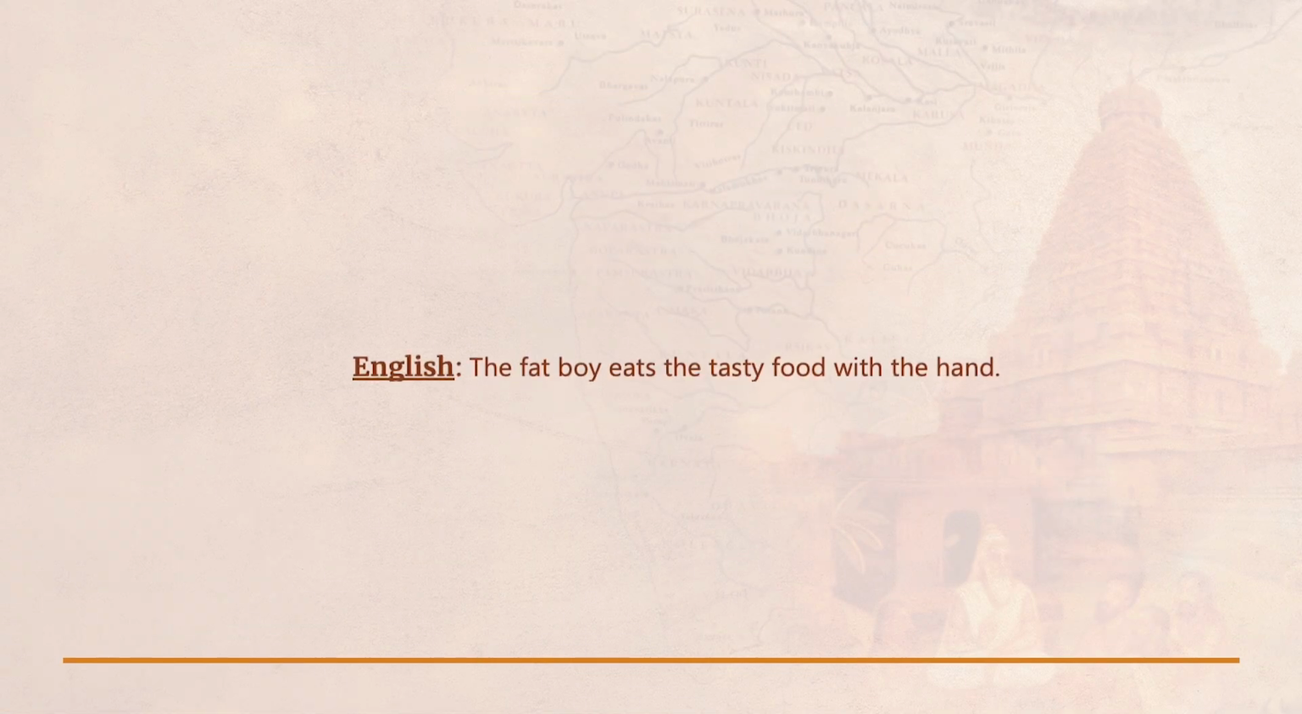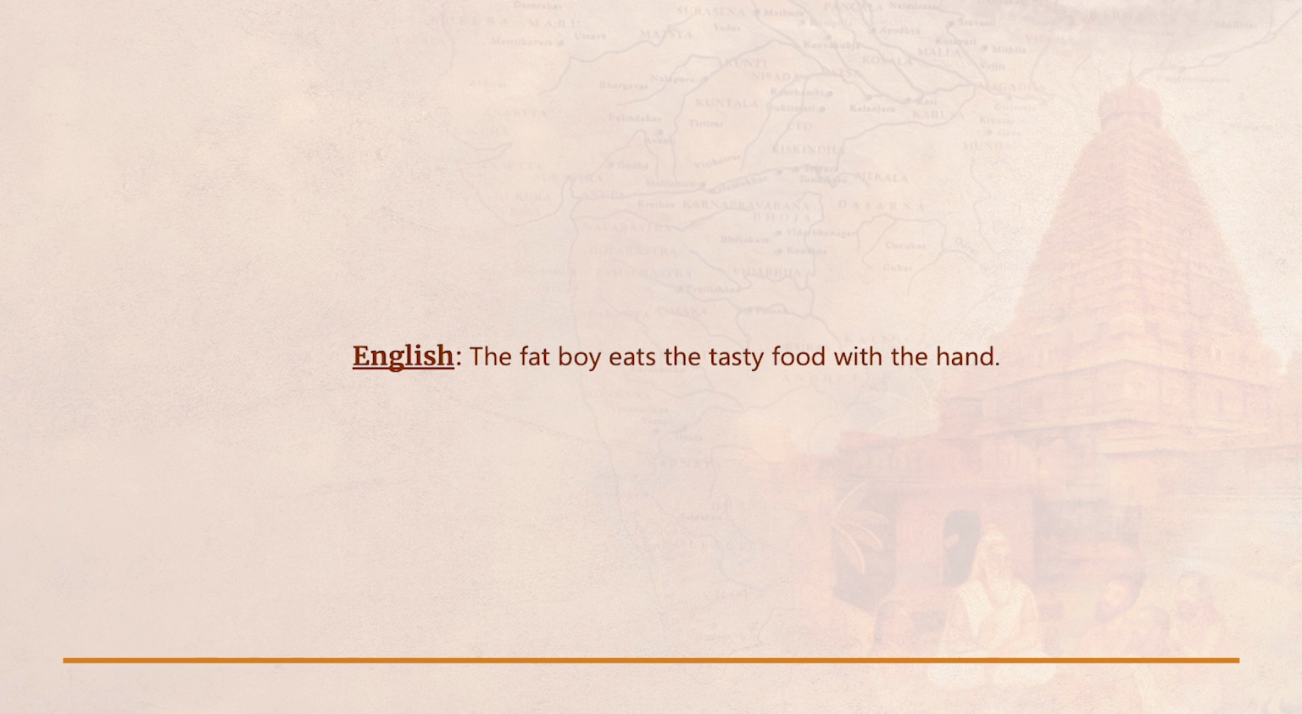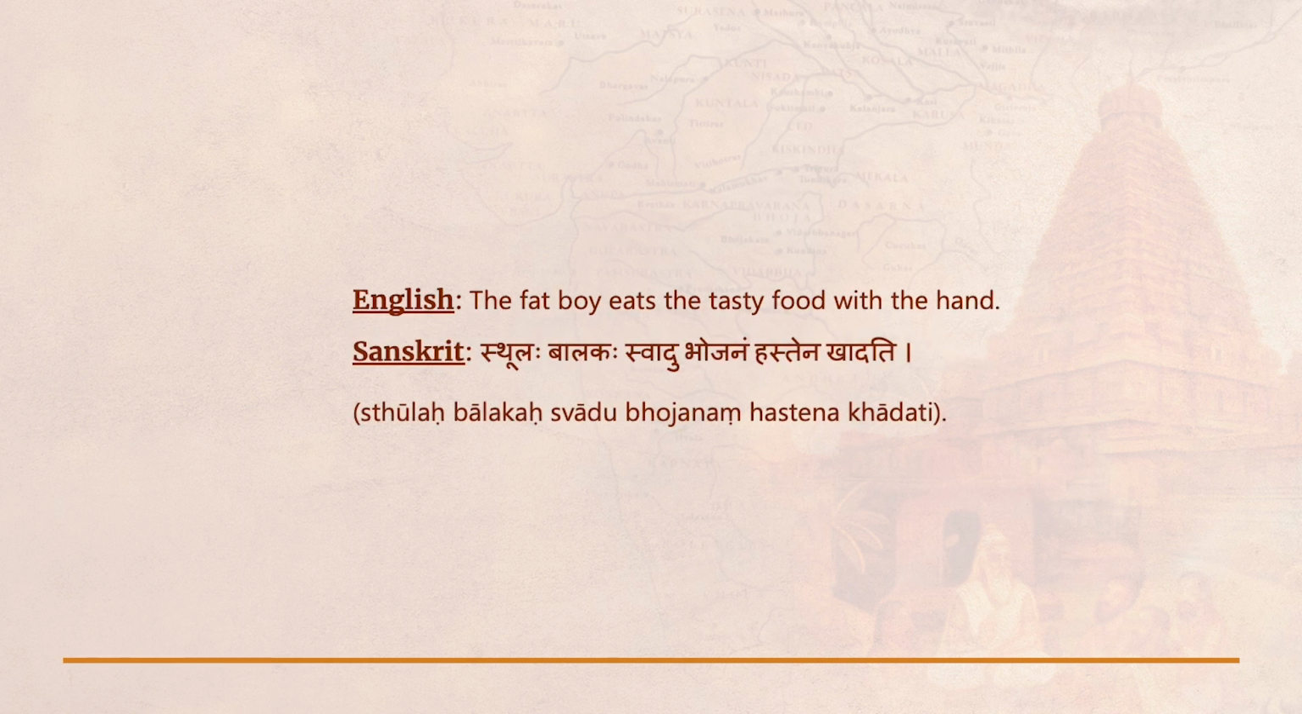So here is an English sentence. It says, the fat boy eats the tasty food with the hand. If I have to convert it into Sanskrit, stulakaha balakaha, which is a fat boy. Tasty food is swadu bhojanam. With the hand, so hastena, eats is kadati. So stulaha balakaha, swadu bhojanam hastena kadati. That's what you see here.